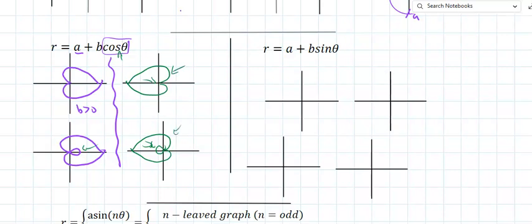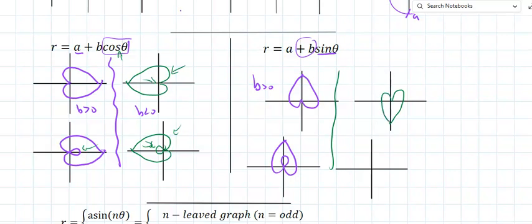Similarly, if I run into this problem and say, look, what about the sine? Sine is the y. If B is positive, it's a heart shape that's wrapped around the positive y-axis. It could have a loop, it could not have a loop. I'll show you when that happens. Or it could be wrapped around the negative y-axis, if B is negative, right?